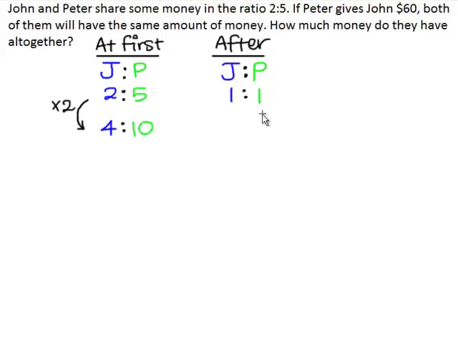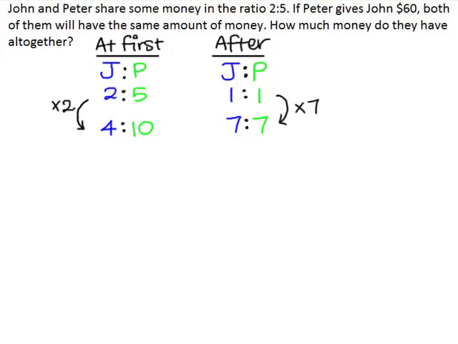Here, the total number of units is 2. 2 needs to be multiplied by 7 to make 14. And so we will multiply the units in this ratio by 7. Here we have 1. 1 times 7 is 7. And here we also have 1, and 1 times 7 is 7.